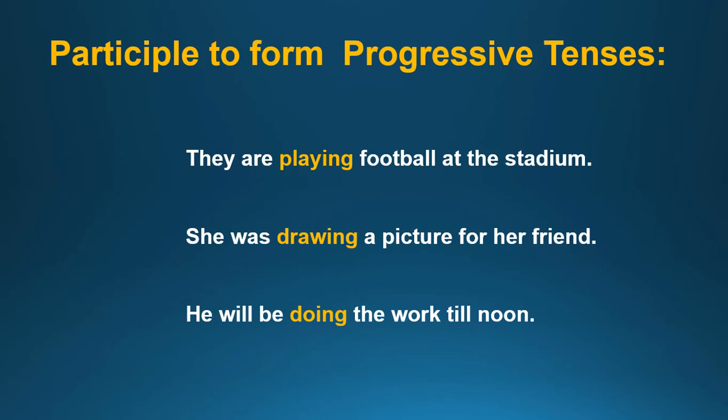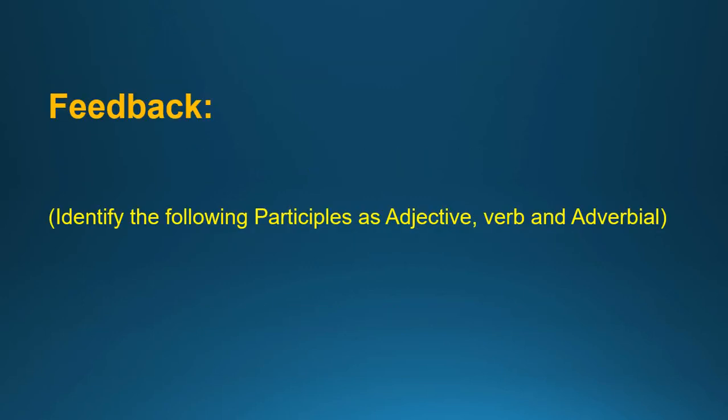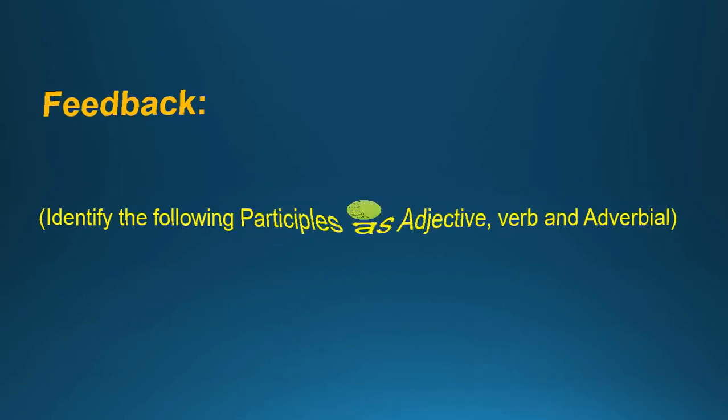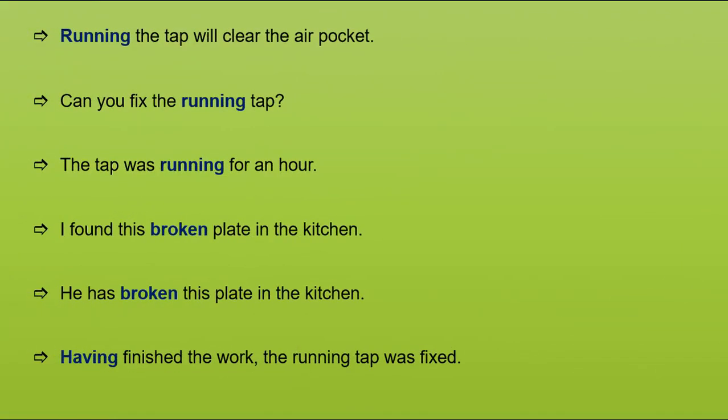Participle to form progressive tenses. They are playing football at the stadium. She was drawing a picture for her friend. He'll be doing this work till noon. So dear viewers, here is a test for your understanding as feedback. Identify the following participle as adjective, verb or adverbial. Pausing the video for some moments, identify the following participle and after that we'll check up on the correct answers.